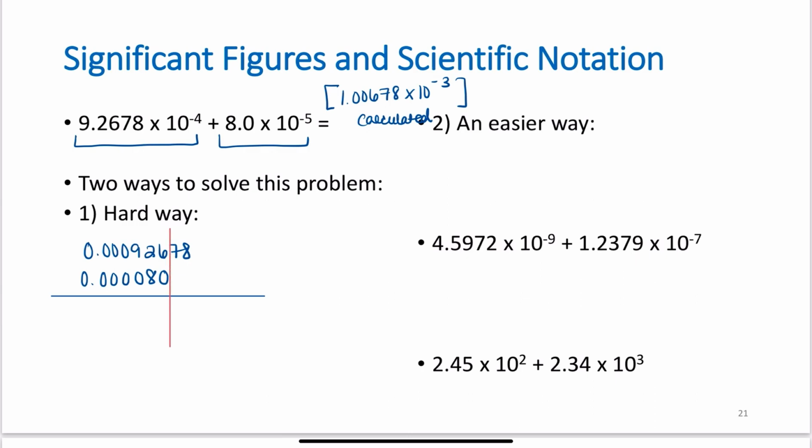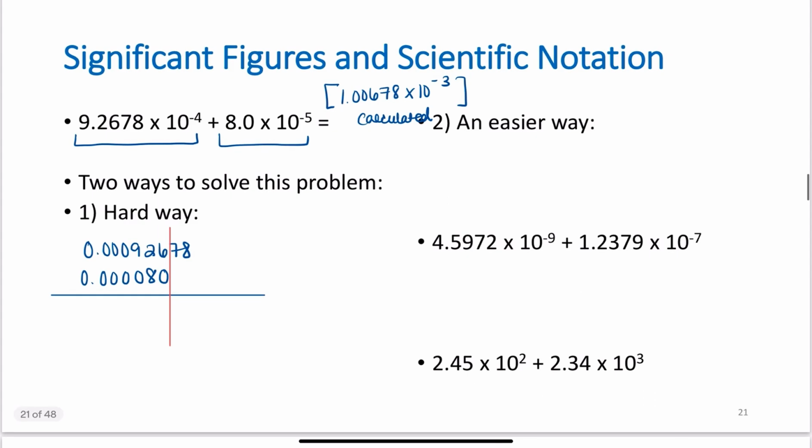Draw that in to emphasize where my number is going to stop. Add it up. I get 0.001, 0.00678. I can tell now that my number is going to stop at the 6th decimal place. So I need to round. The first number being dropped is a 7. I'm going to round up.